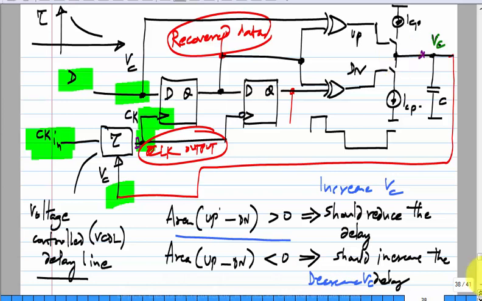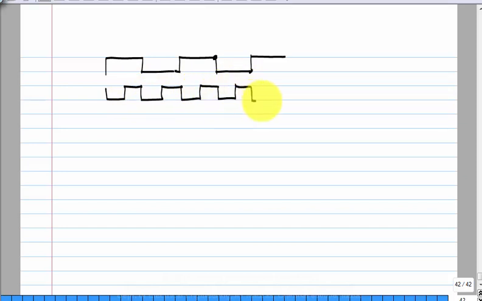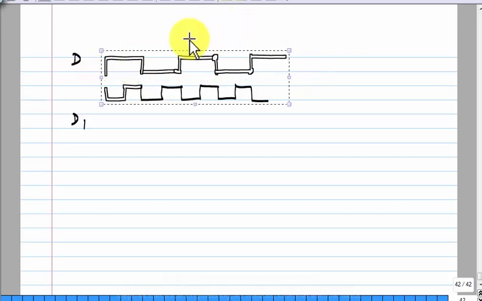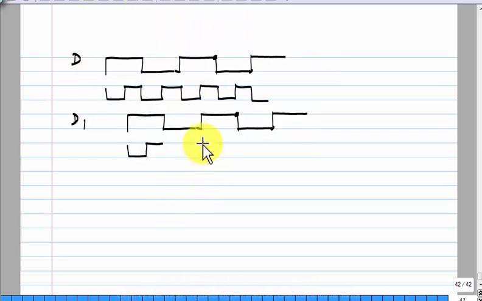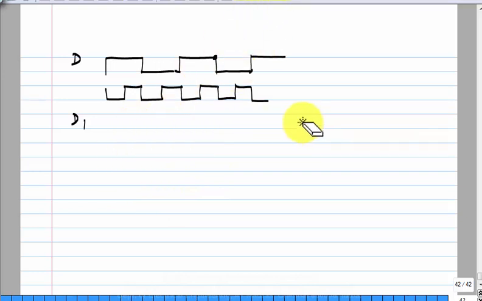Exactly. See, all that happens is that, okay, so the clock, let's say, I'll draw it in the middle. Okay, this is when it is perfectly aligned. Now, this is D, let us say D1, which is the output of the first flip flop. Well, maybe I will just redraw it. So, it should be like this. And D2, which is the output of the second flip flop, should be aligned here. It should be the same data.